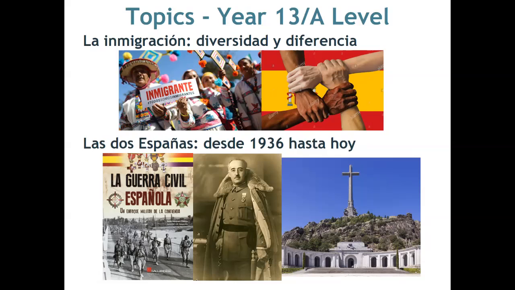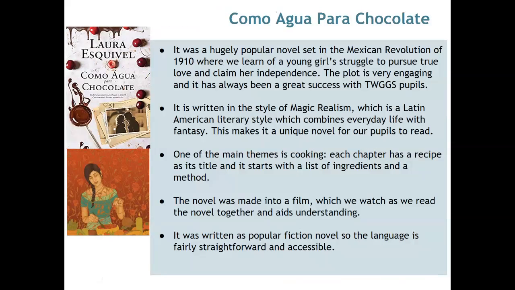It is a fascinating topic, this historical topic, and I've always felt that pupils don't really know very much about it, and they feel very enthusiastic about learning it. So in the writing in year 2, as well as writing about the film, you would then also have to write an essay on literature. This is a book that I've taught for many, many years. It's a Mexican novel called Como Agua para Chocolate.